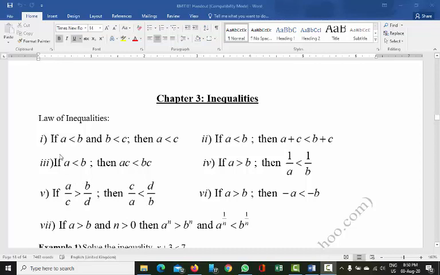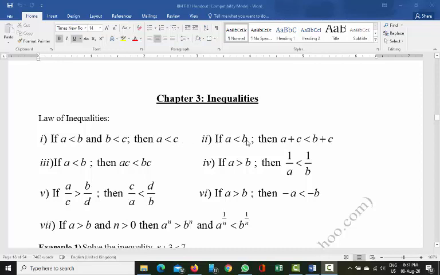The first rule: if A is smaller than B and B is smaller than C, then A should also be smaller than C. Here A is smaller than B, and B is smaller than C, so that means C is the largest and A is the smallest, so A should also be smaller than C.